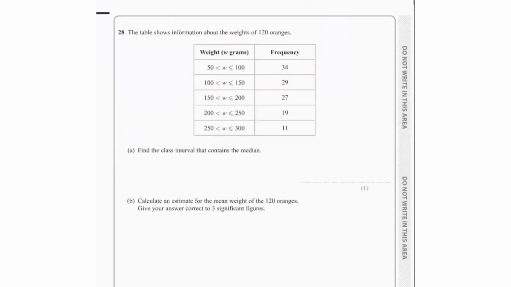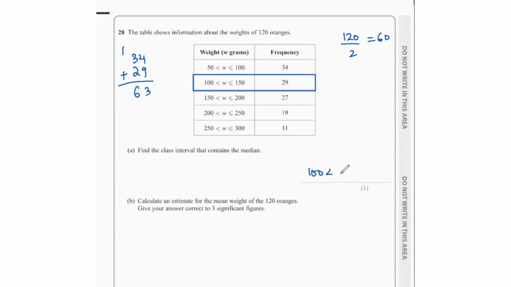Question 28 says the table shows information about the weights of 120 oranges. Find the class interval that contains the median. So the median is the middle value. So half of 120 is 60. So the 60th value is going to come in this interval. Why? Because if we add 34 and 29, that is 63. So the 60th value is over here. So this is your median interval.